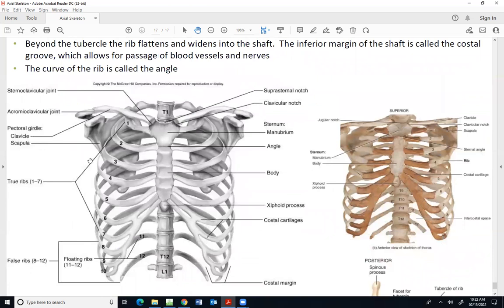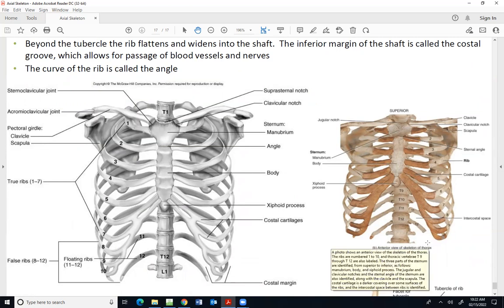Just make sure you know this image. It's really cool to see the real deal over here on the right, but this is the one I want you to know. That's because they've got the brackets for the ribs, which this one does not for whatever reason. So, any questions? All right.